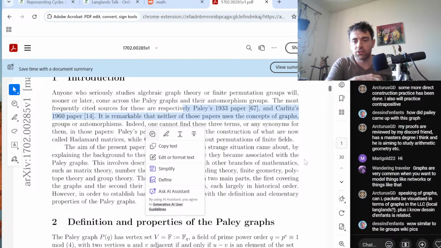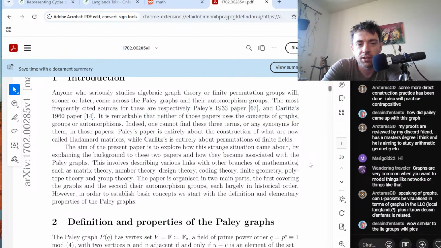Speaking of graphs, can L packets be visualized in terms of graphs? I don't think so. Yeah, Descent is related to graphs. But I don't think there's any graph theory way to talk about the Langlands correspondence.